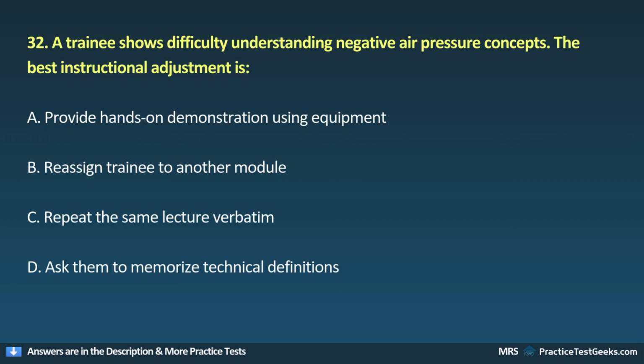32. A trainee shows difficulty understanding negative air pressure concepts. The best instructional adjustment is A. Provide hands-on demonstration using equipment. B. Reassign trainee to another module. C. Repeat the same lecture verbatim. D. Ask them to memorize technical definitions.